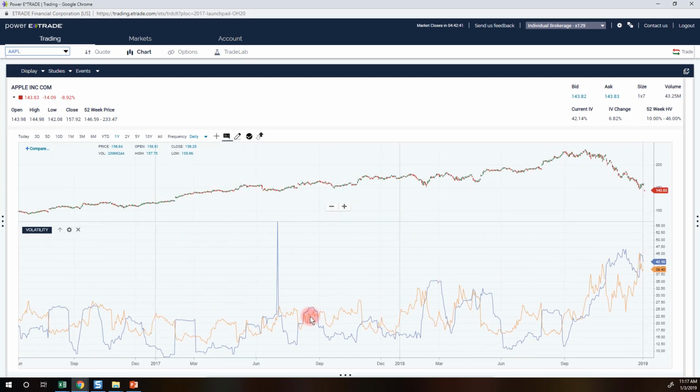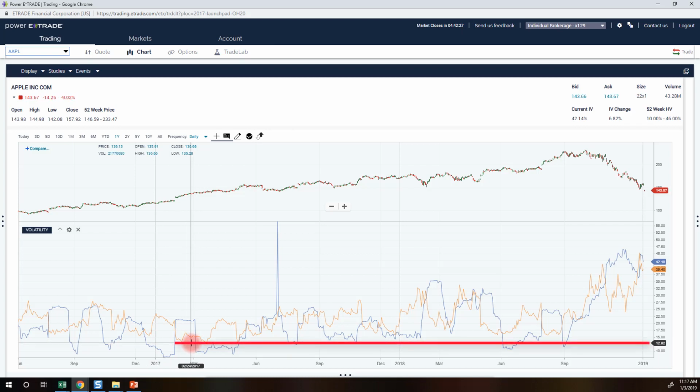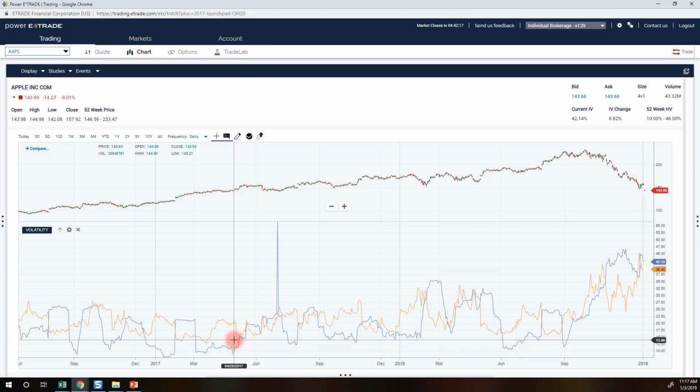Let's go back to maybe 2017. Let me grab some crosshairs up here so we can see it better. If you look back in 2017, the very lowest, down here, you can see over on the right, is about 13%. I'm looking at this orange line. It's about the lowest it ever was. So that is clearly a very good buying opportunity for options. You certainly would have to be careful about selling options at these volatility levels.